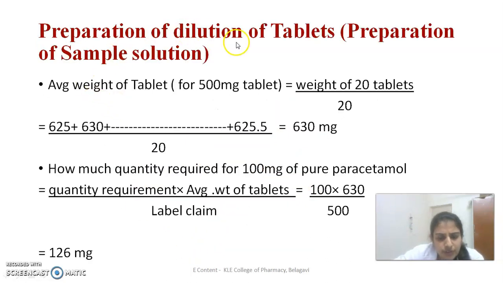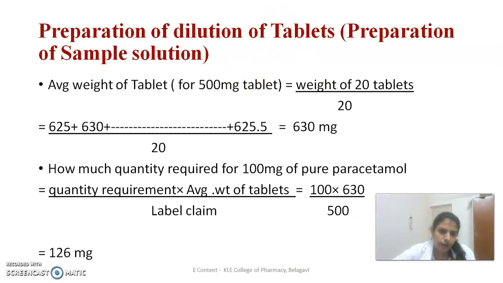Next is the preparation of the dilution of the tablet. This is the second step, the sample preparation. For this, there is a slight change from the API calculation. For the paracetamol tablet, as we know, the label claim is 500 mg. But we cannot take 100 mg of tablet powder directly, because 100 mg of tablet powder does not contain 100 mg of pure paracetamol, as it has some additives, diluents and colorants. So we should first calculate how much quantity is required for 100 mg of pure paracetamol powder.